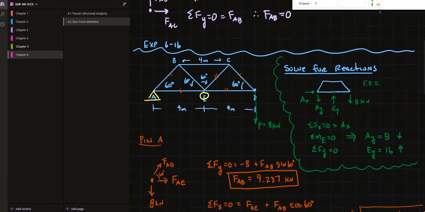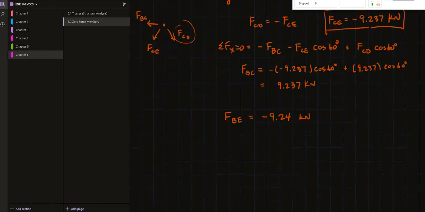So okay, now I get this, and I get this. And it's just a simple matter of doing this last calculation at B, or using symmetry to figure this out. Either way, the force in BE, you're going to have to calculate it, equals minus 9.24, because I don't have time.